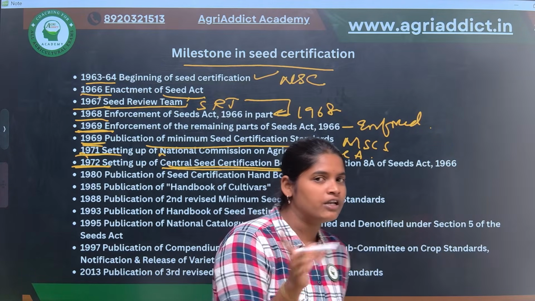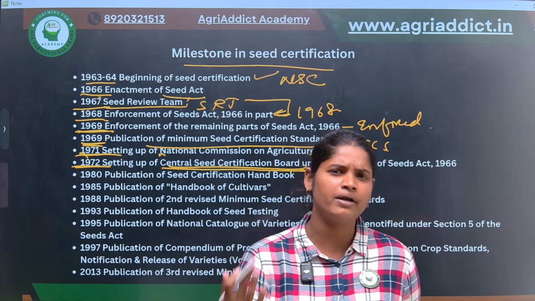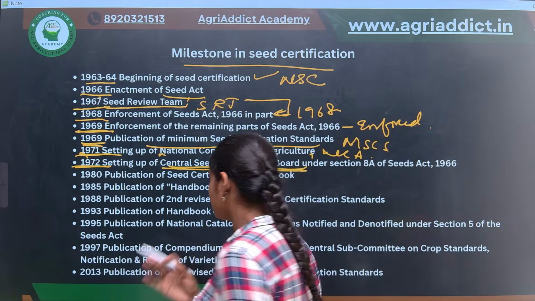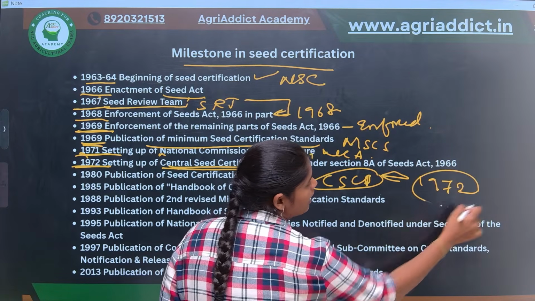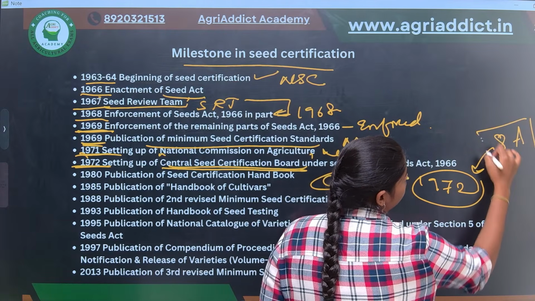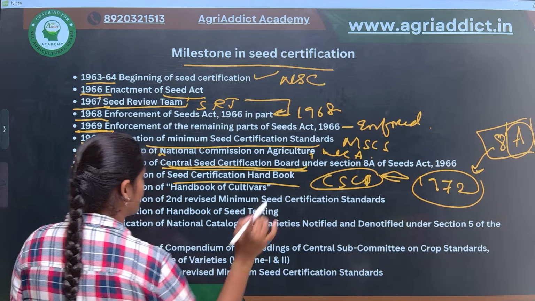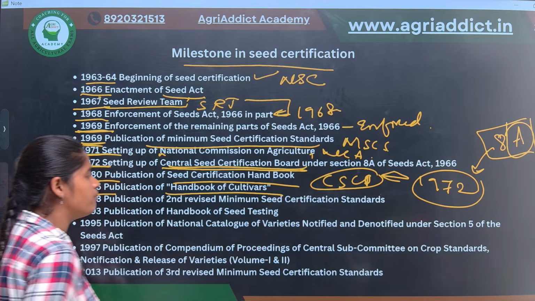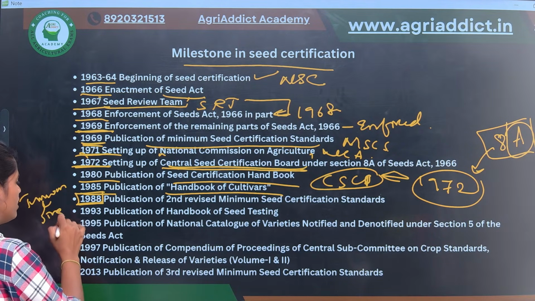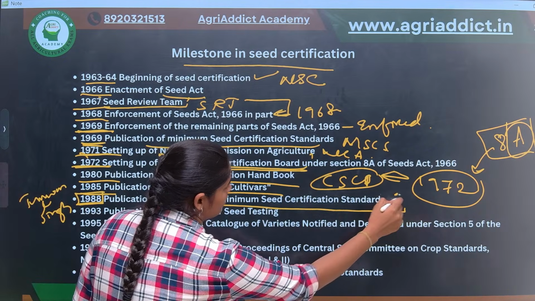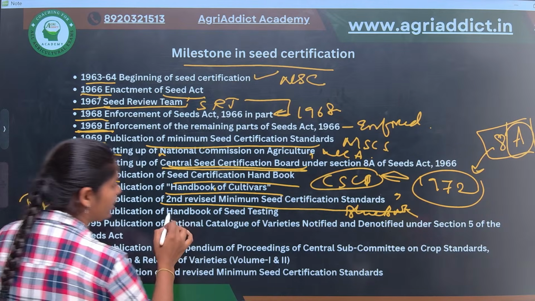Remember, if we have 25 sections, that doesn't mean all the provisions were in place in 1966. There were some amendments, and accordingly they added provisions. So make note that the CSCB was established in 1972 with the amendment adding Section 8A. Remember this. In 1980, we got the seed certification handbook. In 1985, the handbook of cultivars was published. In 1988, Tunwar and Singh gave the revised minimum seed certification standards, popularly known as the Blue Book. In 1993, we got the handbook of seed testing.